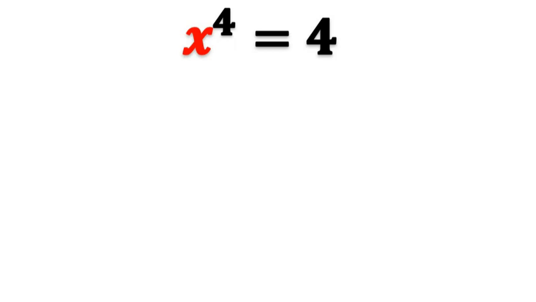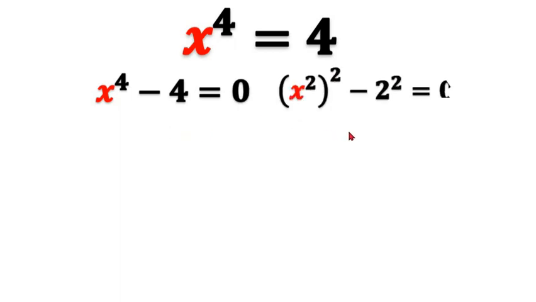So in this video we are solving for x to the power of 4 is equal to 4. And so being we are to the power 4, we're going to have 4 different answers to this problem. So the first step is we're going to subtract 4 from the right side and move it over to the left. So x to the power of 4 minus 4 is equal to 0.